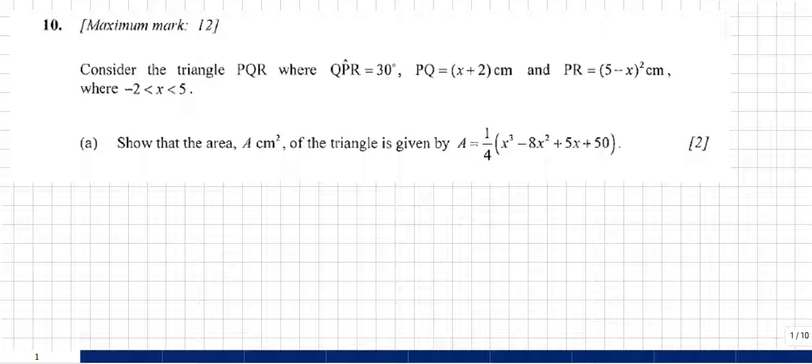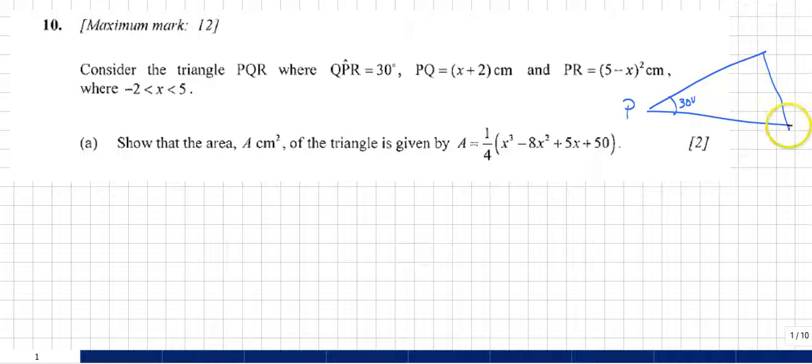Consider the triangle PQR. Now since we're given a triangle, let's draw a picture. And we know we're dealing with angle P, so let me put this down in the corner, and that's 30 degrees. And then we've got Q and R, PQR, there we go. PQ is x plus 2, label that. PR is (5 minus x) squared. And x is between negative 2 and 5. Show that the area of the triangle is given by that expression.